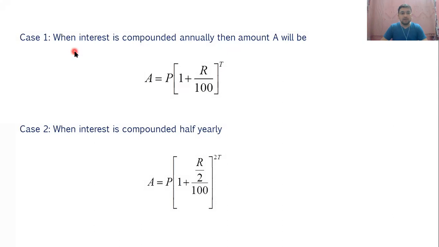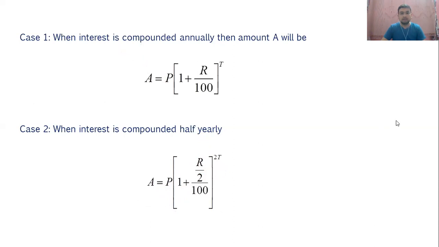So case 1 is when the interest is compounded annually. So A is equal to amount you can calculate. A is equal to capital P in bracket 1 plus R upon 100 to the power T. What is P? Principal amount borrowed. R is the percentage rate of interest and T is the time period. Case 2, when the interest is compounded half yearly, A is equal to capital P in bracket 1 plus, see, instead of R, you have to take here R by 2 and to the power 2T.